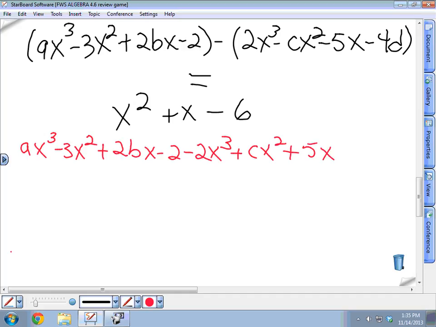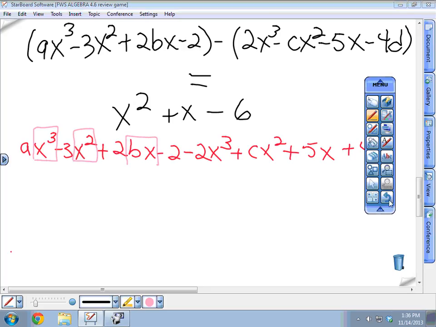Okay? So, okay. Now what can I do? Well, let's look at what our like terms are. So let's look at our variable expressions. Remember that your a, b, and c are going to be numbers. We're trying to find what the values of a, b, and c are. So a, b, and c are going to be numbers. These are our variable expressions. Sorry, that last one should be circled.